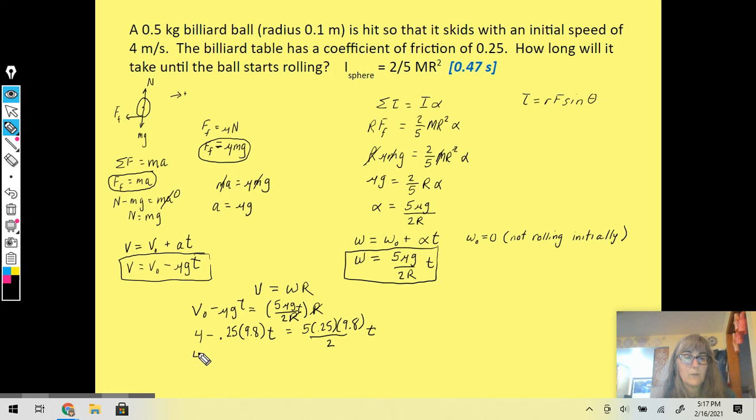That's going to give us 4 minus 2.45t is equal to 6.125t. We can add the 2.45t to each side. That gives us 4 is equal to 8.575t. And t is then equal to 0.47 seconds.